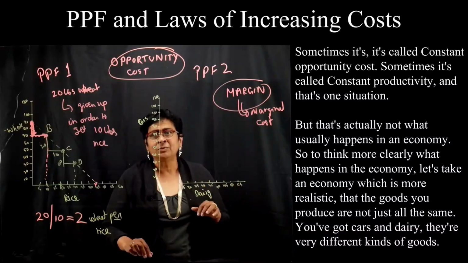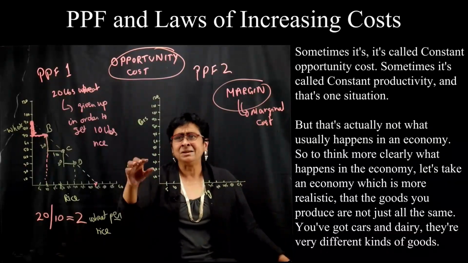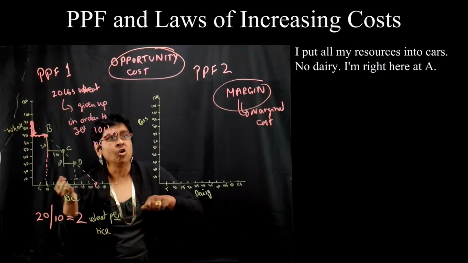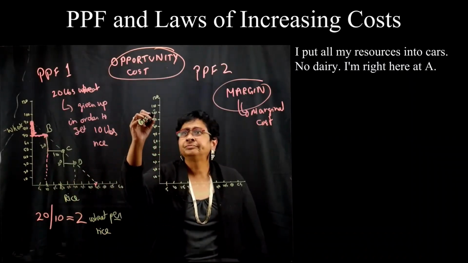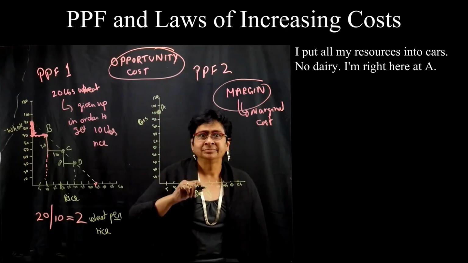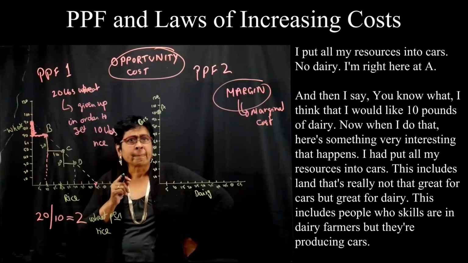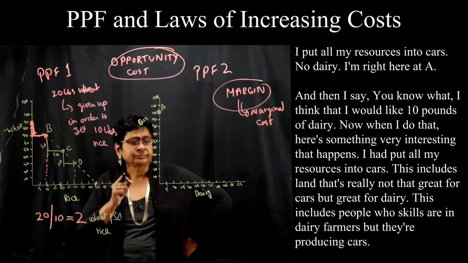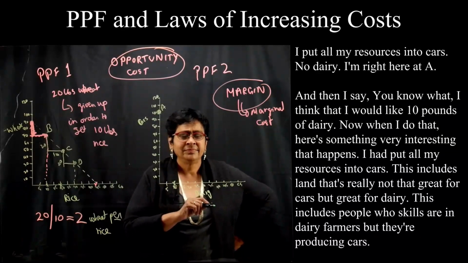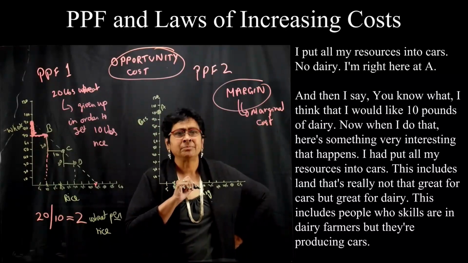So to think more clearly of what happens in an economy, let's take an economy which is more realistic, where the goods you produce are not just all the same. You've got cars and dairy. They're very different kinds of goods. I put all my resources into cars, no dairy. I'm right here, T. All right? And then I say, you know what? I think that I would like 10 pounds of dairy.